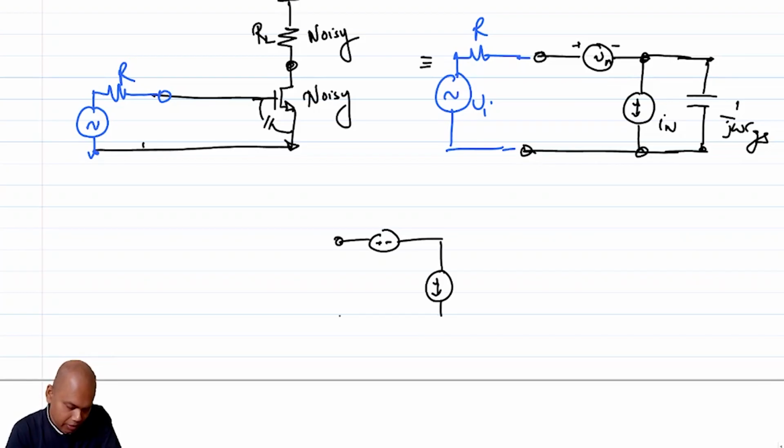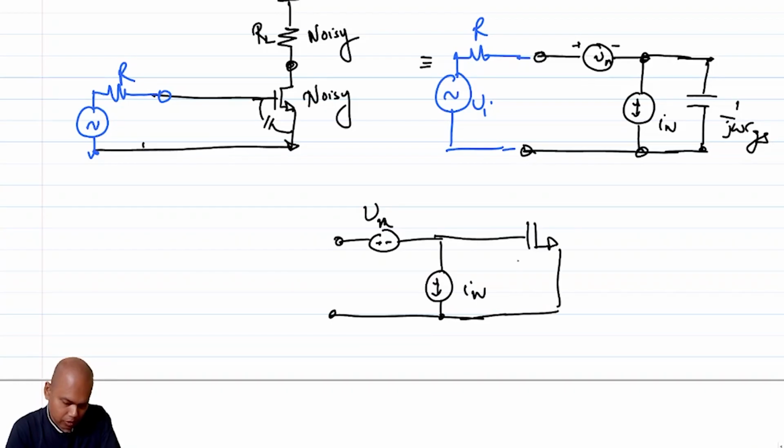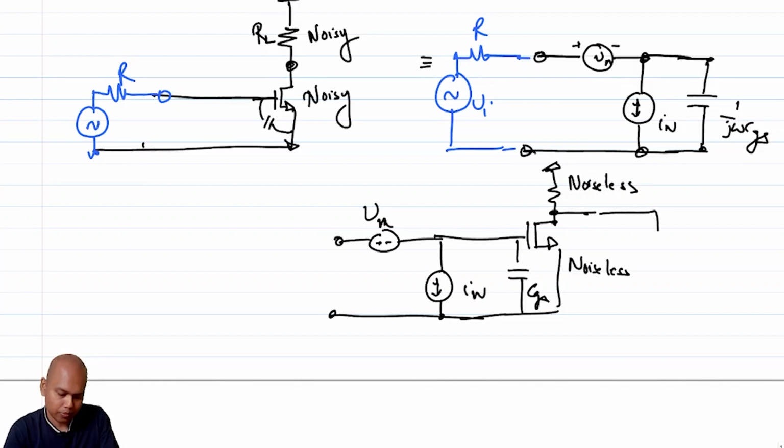and we want to replace this element with some equivalent noise voltage source Vn and some equivalent noise current source In, such that I can replace my noisy transistors with noiseless transistors and noisy resistors with noiseless resistors at the output.